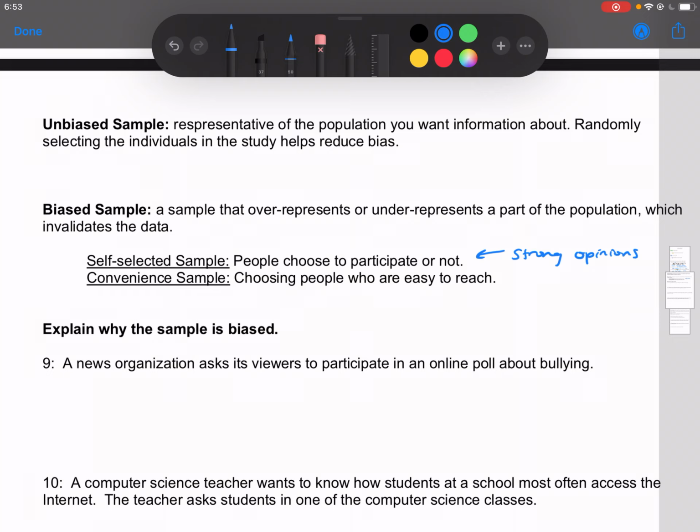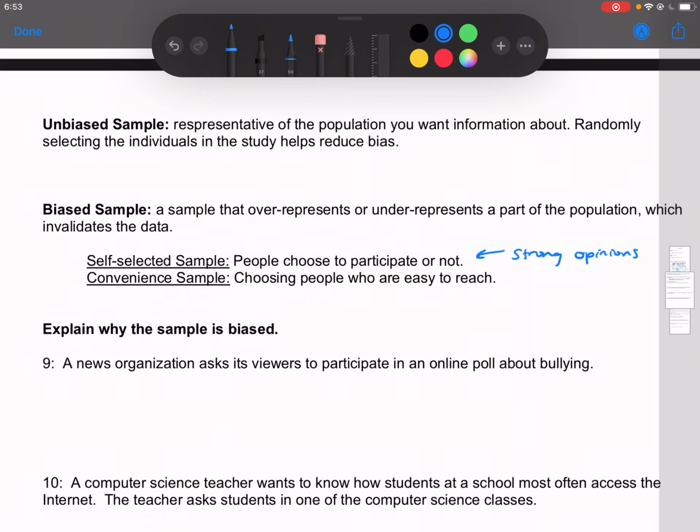Now, a convenience sample is when you choose people who are just easy to reach. So going back to that radio show host, that's an example of a convenience sample because you're only reaching out to those who are actually listening to your station. So you're getting a very specific subgroup of people.